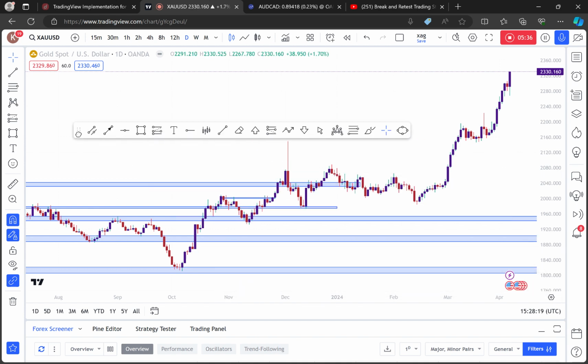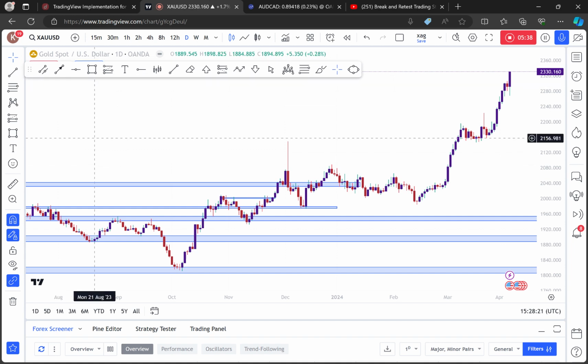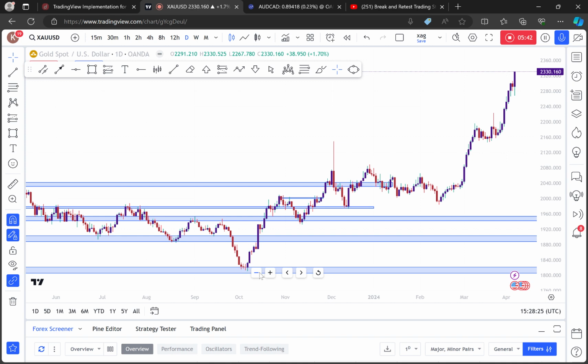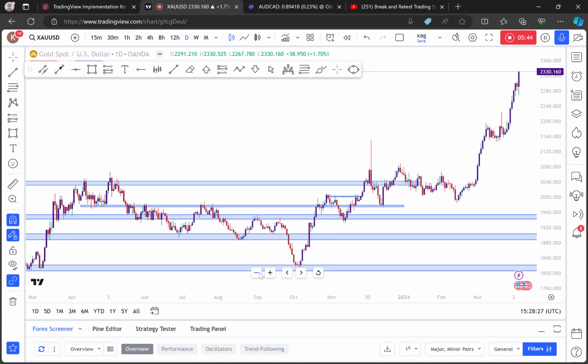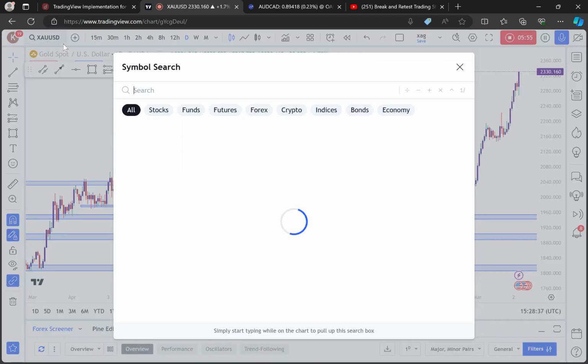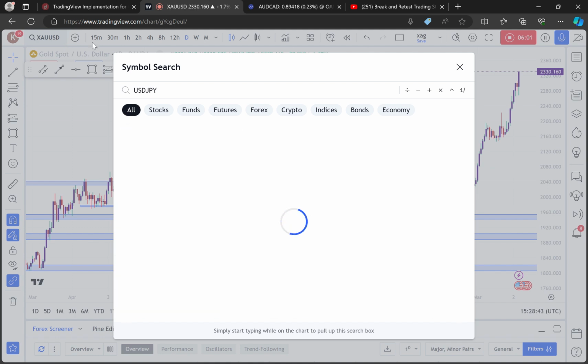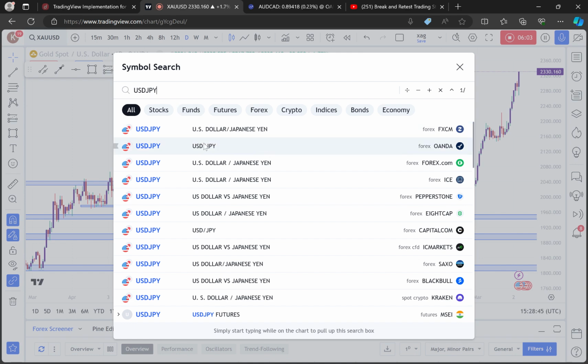But there's something I may tell you as a trader. In most cases, price does not just reverse anyhow. There should be some formations of different patterns for price to reverse. Let me show you USDJPY, which I'm trading currently, but I'm in loss.